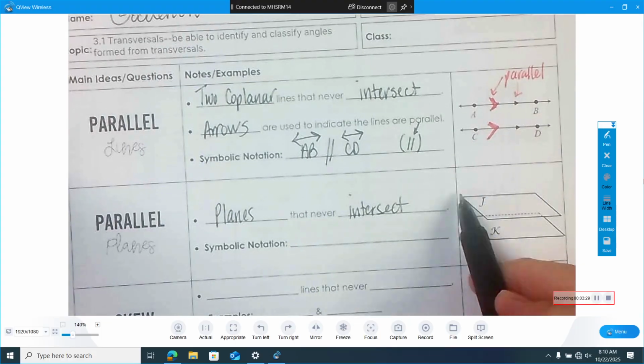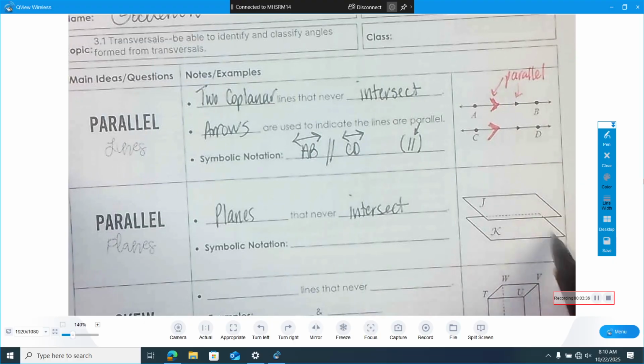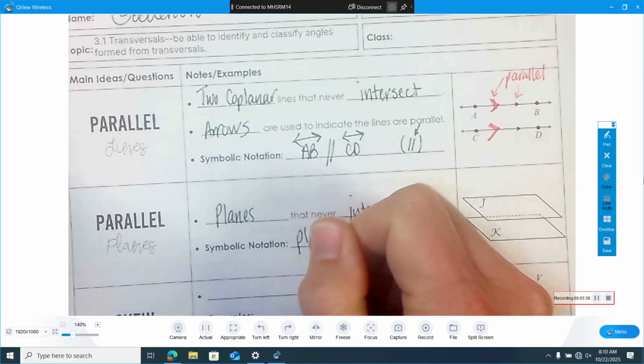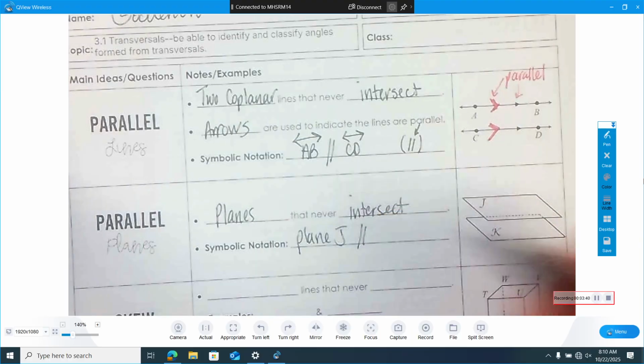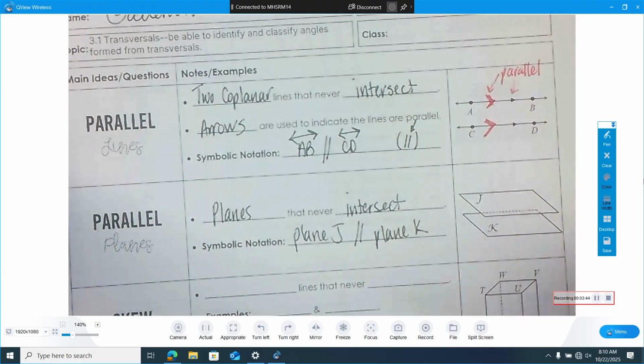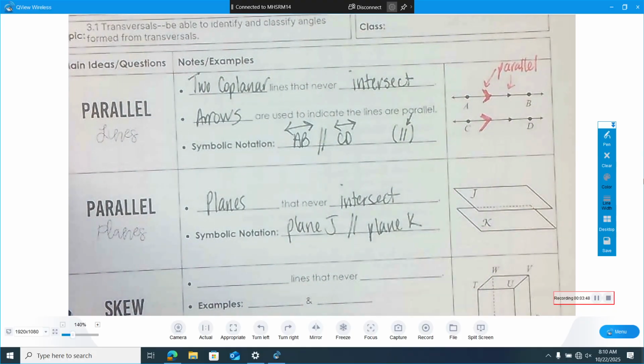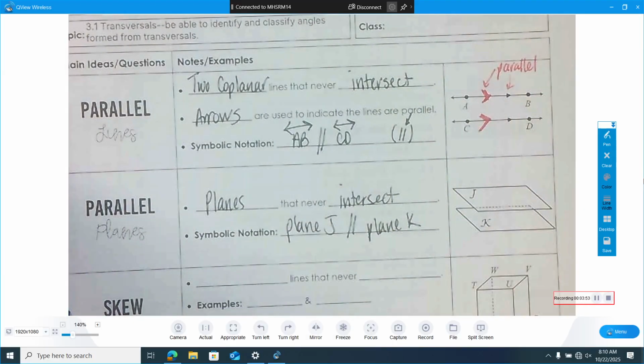So here we have a diagram, really, of two parallel planes. So this is plane J and plane K. And so we might say that plane J is parallel to plane K. And again, when we draw planes, we use sort of a parallelogram shape just to indicate that, but we want to understand also that when we draw a plane, it does go on forever.